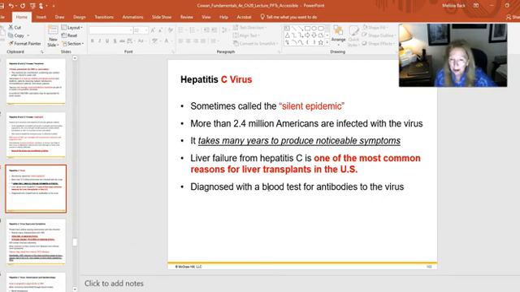Hepatitis C virus is called a silent pandemic because so many can actually have it without knowing until symptoms develop years later. Liver failure from hepatitis C is the most common reason for liver transplants in the U.S. So that too should be sort of staggering to you. And this is why you've probably seen commercials where they suggest that people over the age of, say, 40 get tested for hepatitis C to see if they're one of those people who have it and their symptoms just haven't started yet.